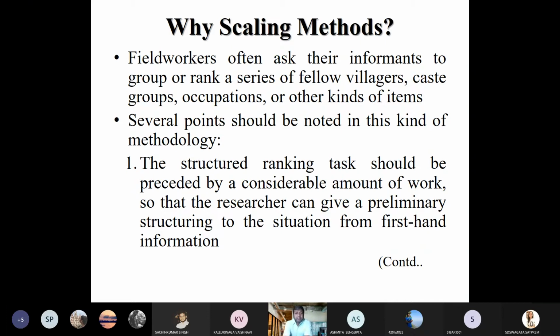Several points should be noted in this kind of methodology. First, the structured ranking task should be preceded by a considerable amount of work, so that the researcher can give a preliminary structuring to the situation from past information. So you have to get the information from your literature. What kind of work is already being done in this area, so that the researcher can give a preliminary structuring to the situation. You got some past information, so that will help you in establishing the others.